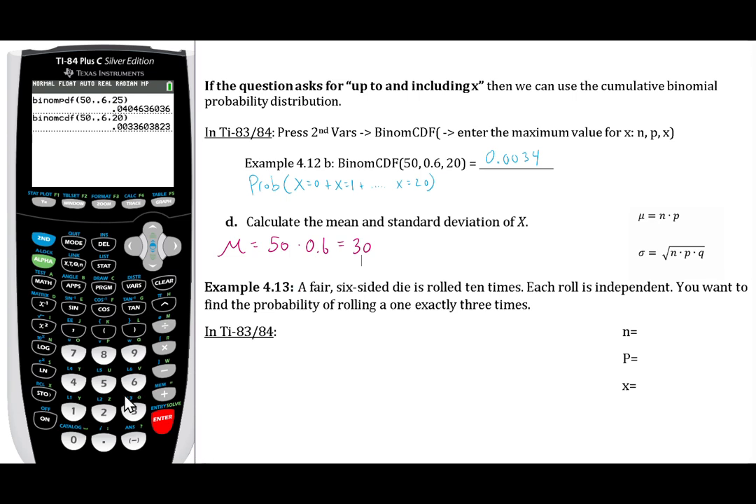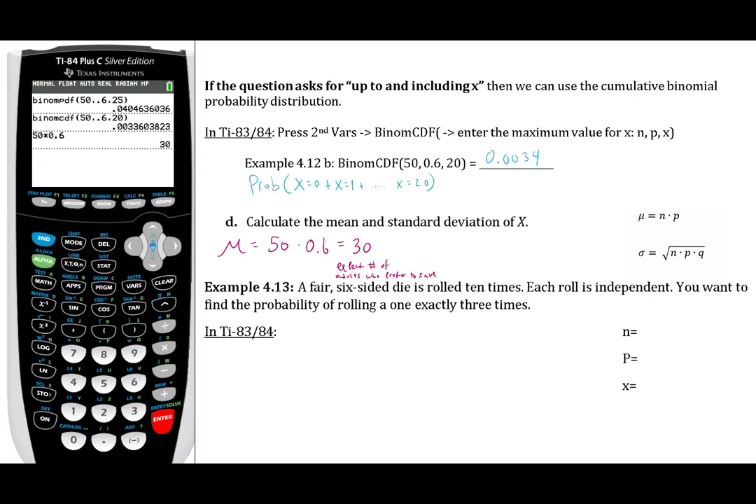I can show that really quickly. 50 times 0.6. So we would expect 30 American adults to prefer saving. Expected number of adults who prefer to save.